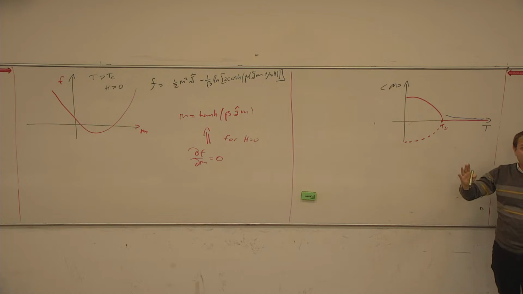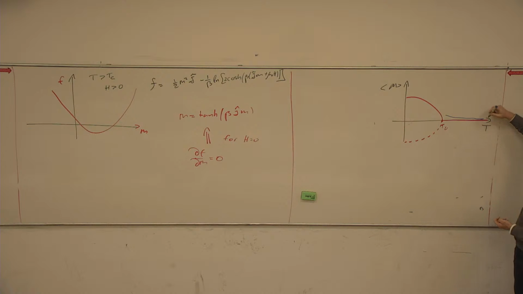I apply a stronger external magnetic field. The response of the system, which is the self-magnetic moment, is going to be higher. So the larger the h is, the larger this line is going to be over here.